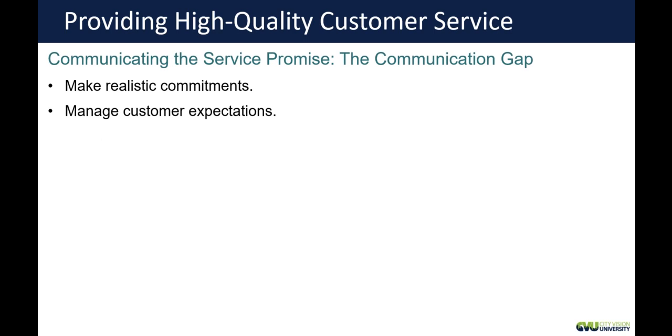And then finally, communicating the service promise. So the communication gap. What were the commitments that we made, and how did we manage those expectations? These are things that are really, really important: making realistic commitments and managing expectations.